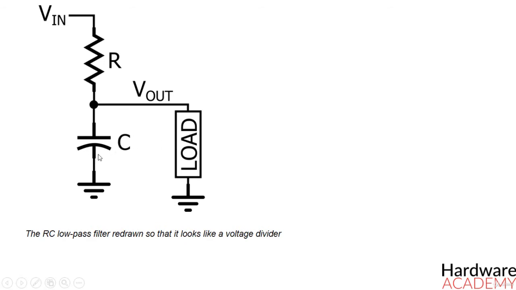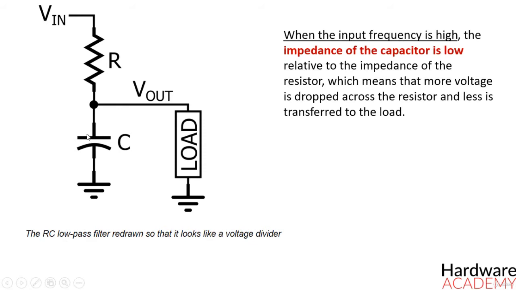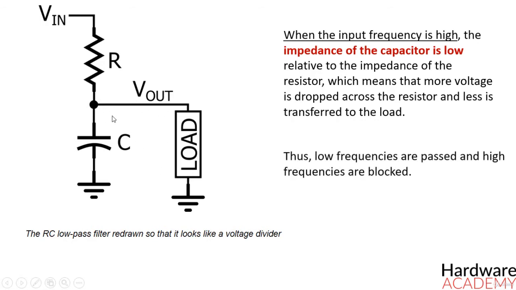When the input frequency is high, the impedance of the capacitor is low relative to the impedance of the resistor, which means that more voltage is dropped across the resistor and less is transferred to the load. As a result, low frequencies are passed and high frequencies are blocked.